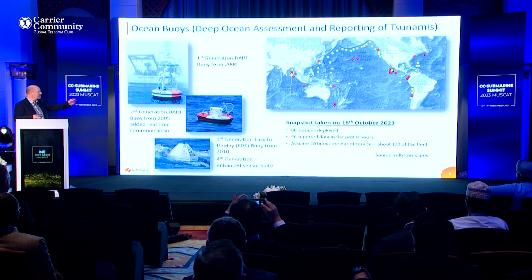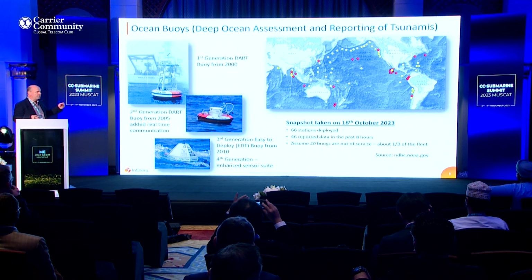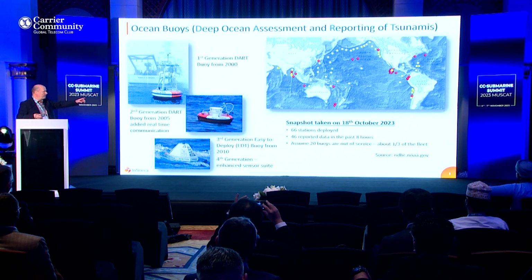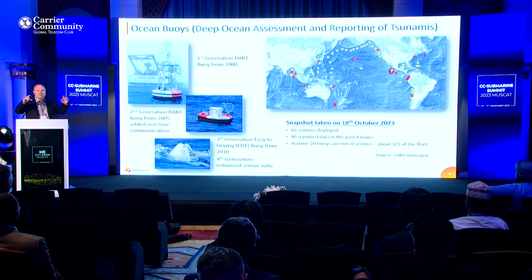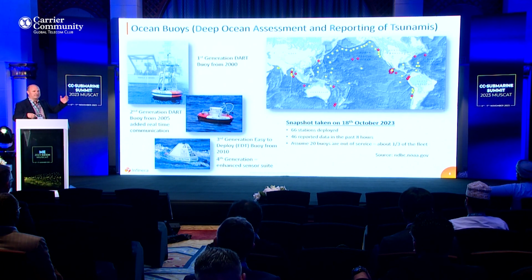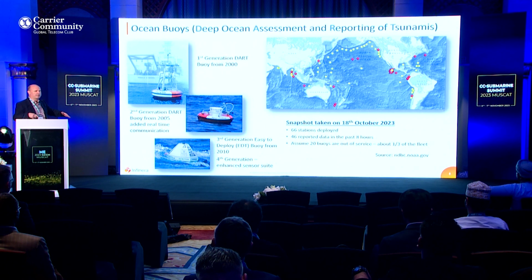This is a snapshot taken on the 18th of October. There are about 66 stations deployed. If you look at where they're deployed, it really is around the Ring of Fire, and it extends all the way down to Antarctica.